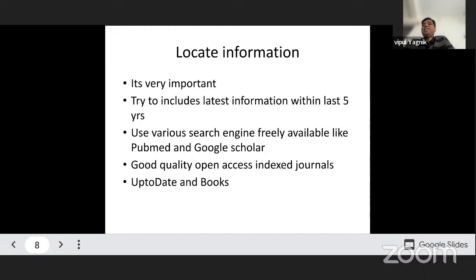You can use various search engines available online. PubMed and Google Scholar are very good search engines where you can get a lot of information which is available freely. You can also use good quality open access indexed journals for your literature review. You can also use up-to-date, standard textbooks to locate the information. So that is also a very important step.